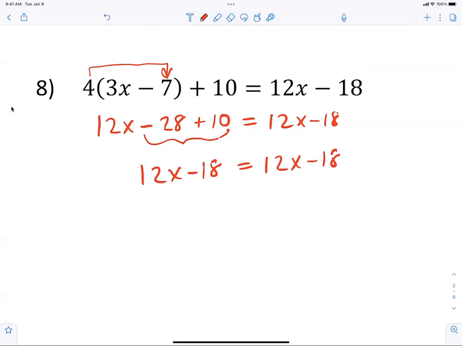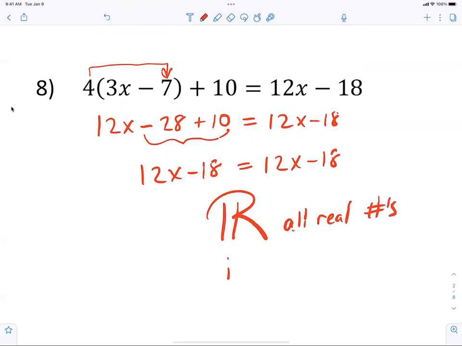Does anybody remember what this is called? All real numbers. All right. This technically is called an identity. Why is it called an identity? Because when does 12x minus 18 equal 12x minus 18? When is that true? Always. I don't want you to worry about this problem. I just want you to look at that and say, obviously, 12x minus 18 always equals 12x minus 18. It's an identity. So when something is an identity, that just means it's all real numbers.